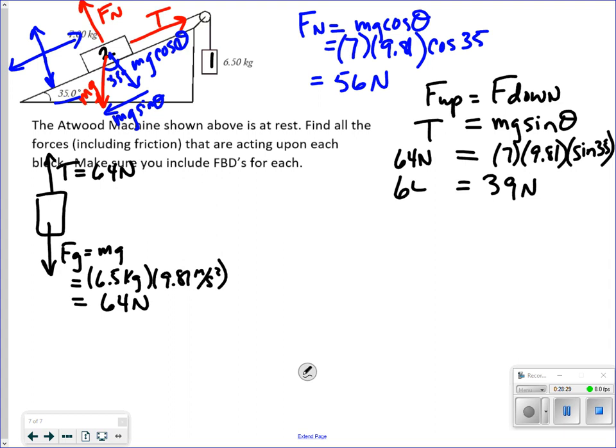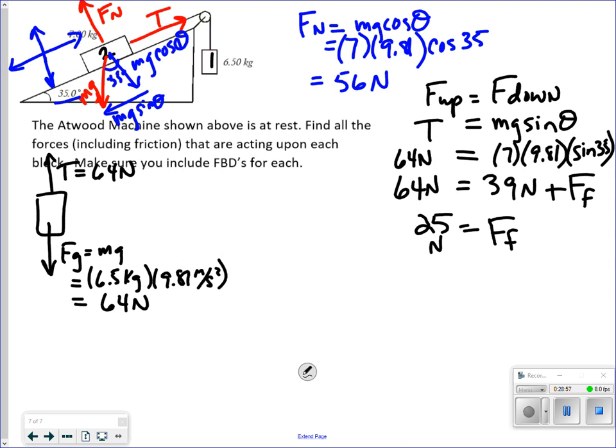Well, this is obviously not the same thing, but they need to be equal because, again, it's at rest. So that tells me that the force of friction has got to be over here because it's going to make up the difference between the two. So if I subtract them, I get 25. So 25 newtons has got to be the force of friction. Whew, that one was tricky, but it wasn't too bad.